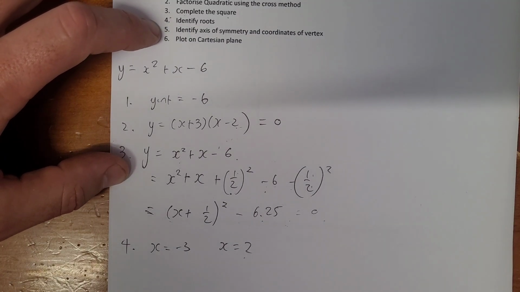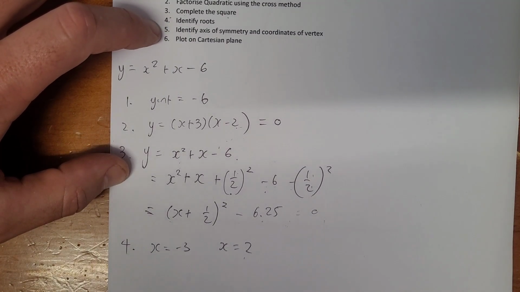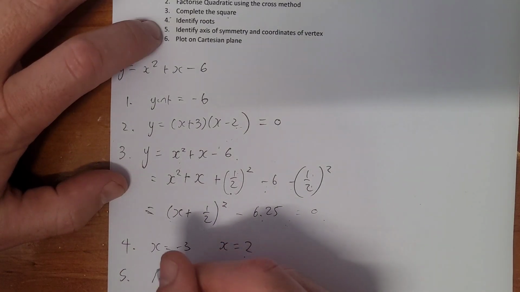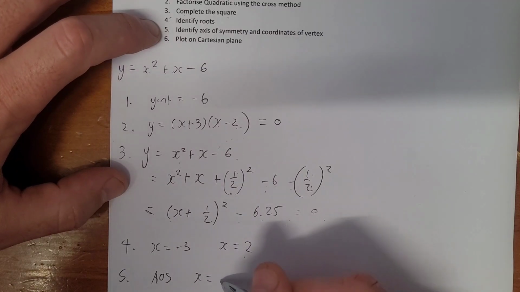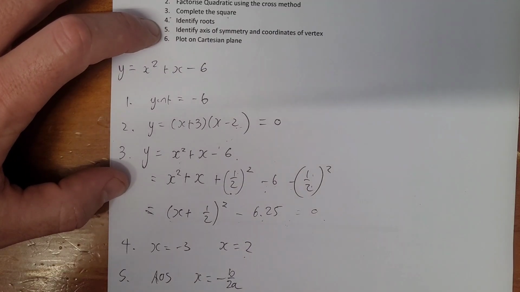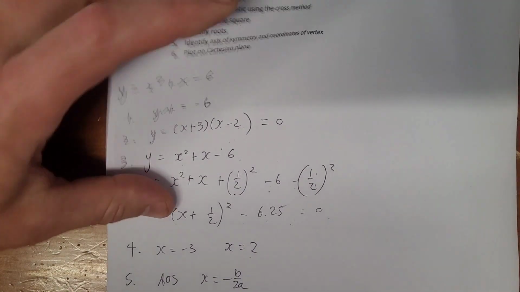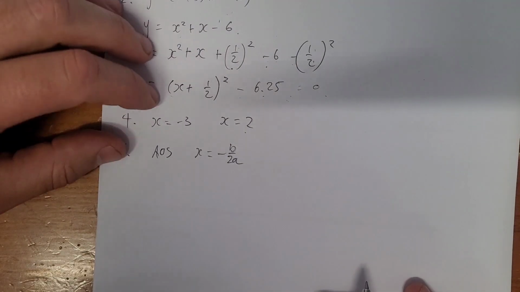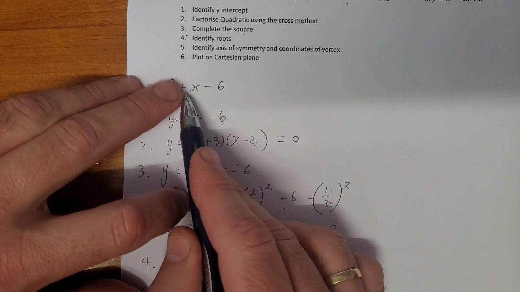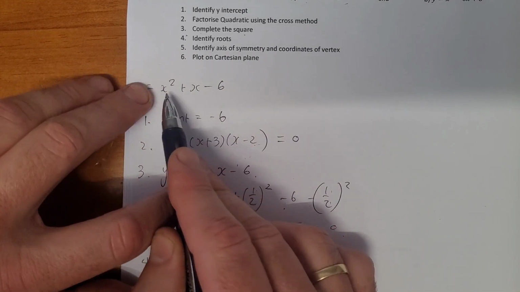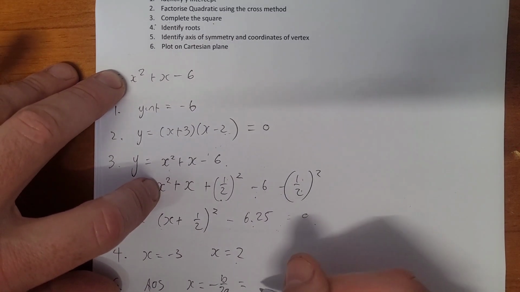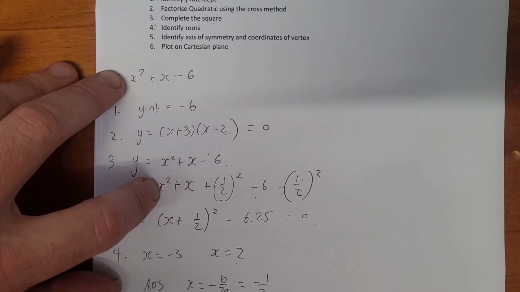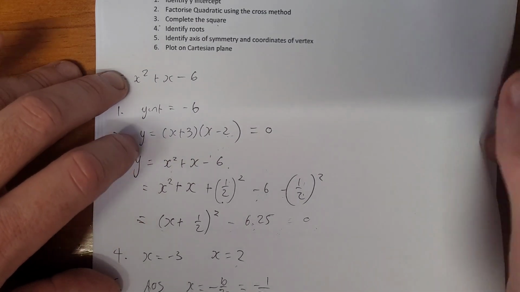Part 5, identify the axis of symmetry and the coordinates of the vertex. Okay, so for the axis of symmetry, I think there's two ways we can sort of draw this out. The first is that the x value of the axis of symmetry is -b on 2a. We're familiar with that equation that describes the x value of the axis of symmetry. So we could have -1 divided by 2 times 1. So in this circumstance, yep, -1 divided by 2. That's the x value of the axis of symmetry.